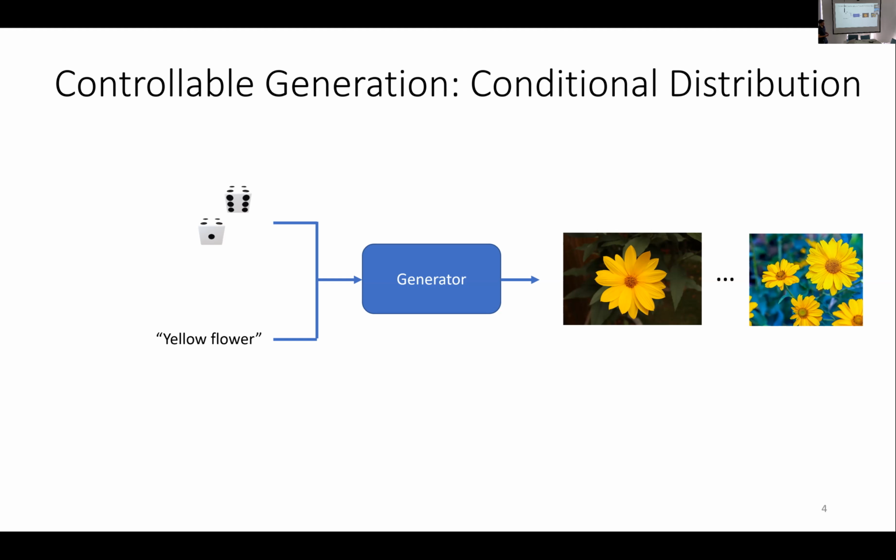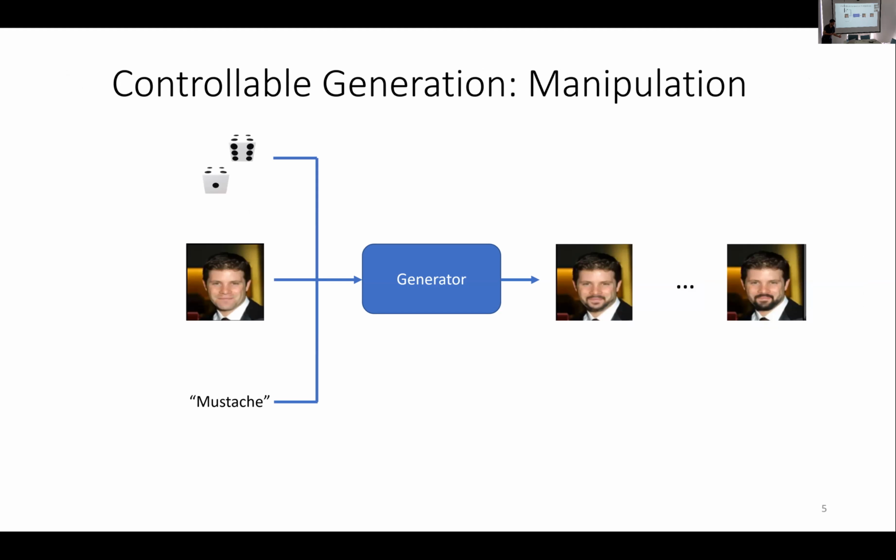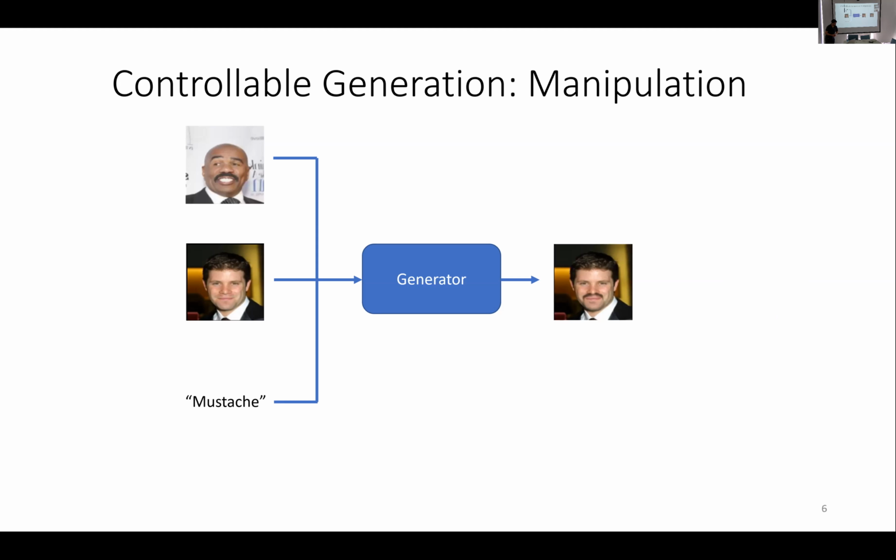One way of doing that is by conditioning the type of distribution that we want to generate. For example, by conditioning on the class of yellow flower, we only generate images of yellow flowers. Another way of controlling the generation is by restricting it to only perform manipulation of the input. This could be, for example, by a text, but we only want to manipulate a certain region in the input image. And this could also be via another image. For example, we might want to transfer the mustache of the image on the top to that of the image in the middle.